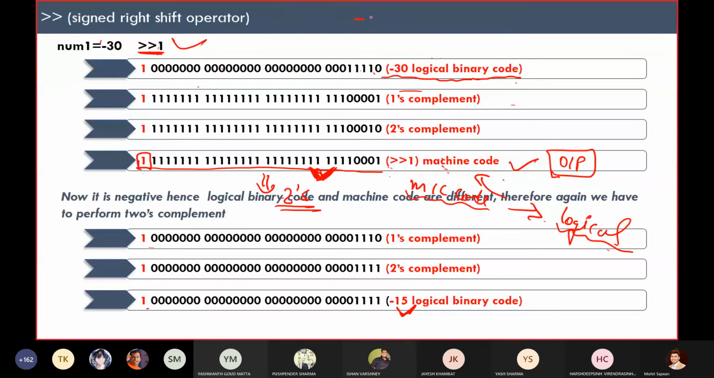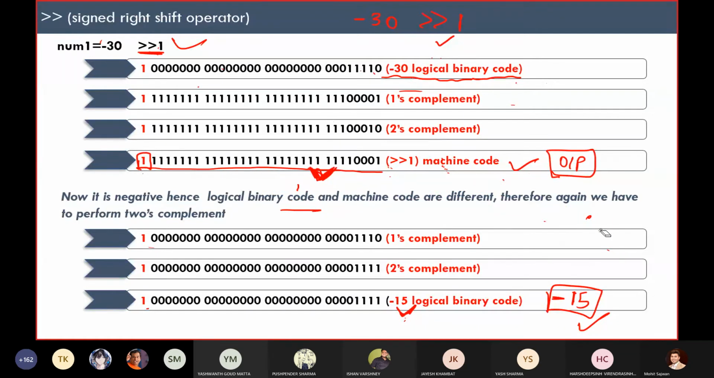After performing the right shift operator by 1 bit place on minus 30, the output we get is minus 15. Always remember, this is a very important concept. I have also written one statement over there: now it is negative, hence the logical binary code and machine code are different. Therefore, again we have to perform 2's complement.